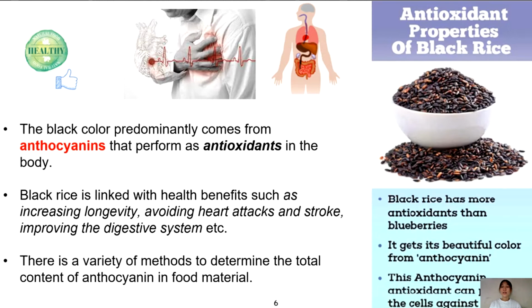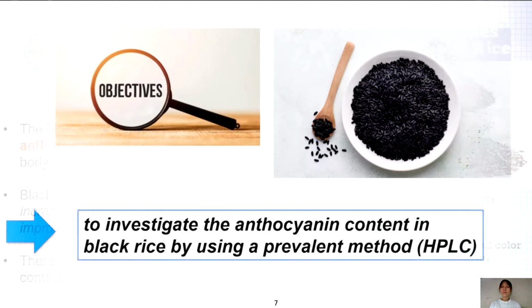These days, there is a variety of methods to determine the total content of anthocyanin in food materials. However, most analytical methods haven't had high accuracy. Therefore, the objective of this study is to investigate the anthocyanin content in black rice by using a prevalent method, HPLC.